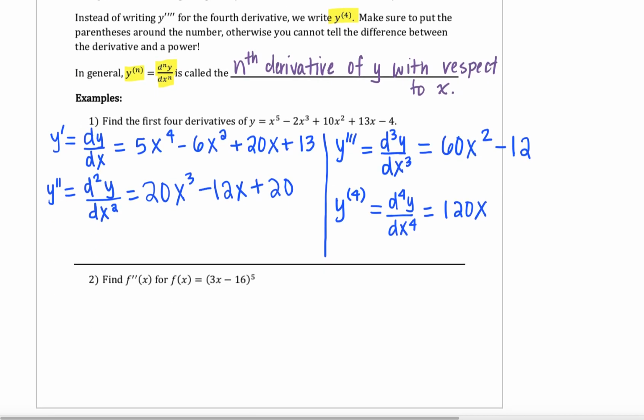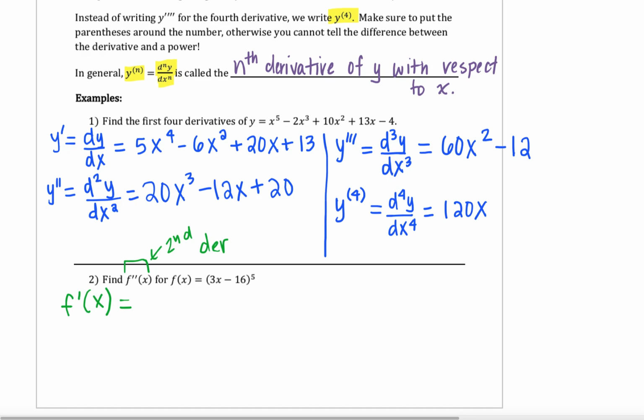So here in example 2, we're asked to specifically find the second derivative. So again, this y double prime would be the second derivative of this function f of x, which is 3x minus 16 all to the 5th power. Now, I'm not asked to find the first derivative, but in order to get to the second derivative, I actually need the first derivative first. So let's start by finding f prime.